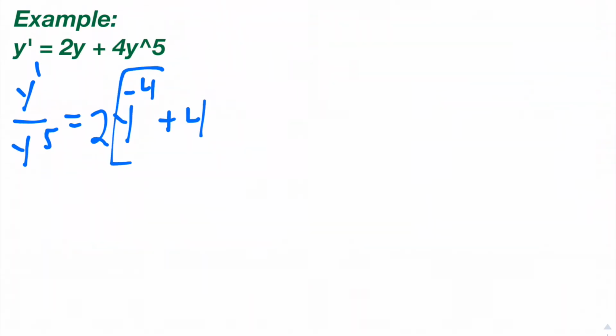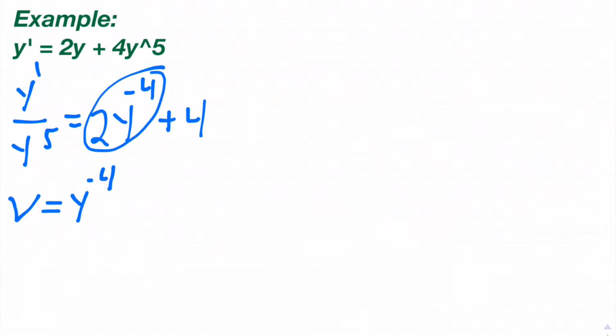We can look at this term right here, or we can look at this term right here, and make a substitution, a linear substitution. We're going to call it v, and v is going to be equal to y to the negative fourth. Again, you could have it equal to 2y to the negative fourth, it will still work.